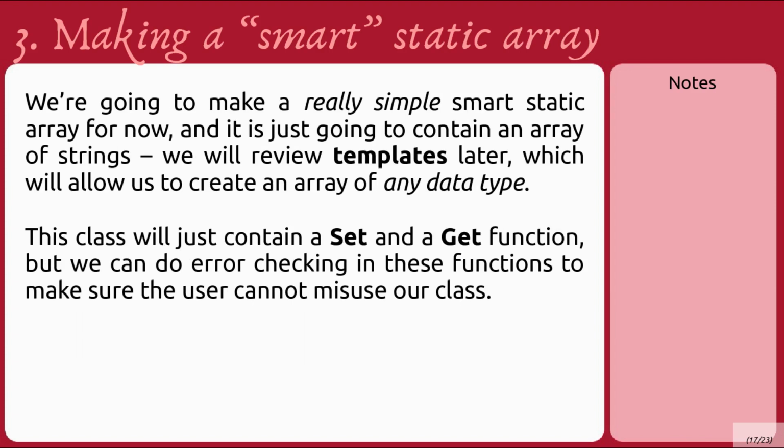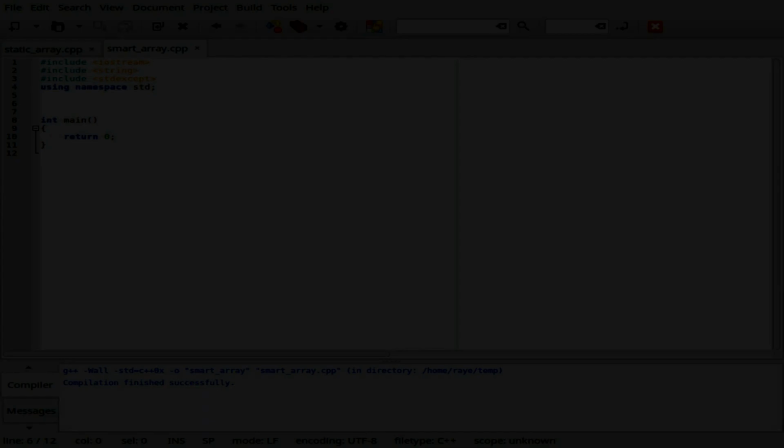We're going to make a really simple smart static array for now, and it's just going to contain an array of strings. We will cover templates later in class, which will allow us to create an array that stores any data type. Also, this class will just contain a set and a get function, but it will do error checking for these functions to make sure that the array cannot be misused.